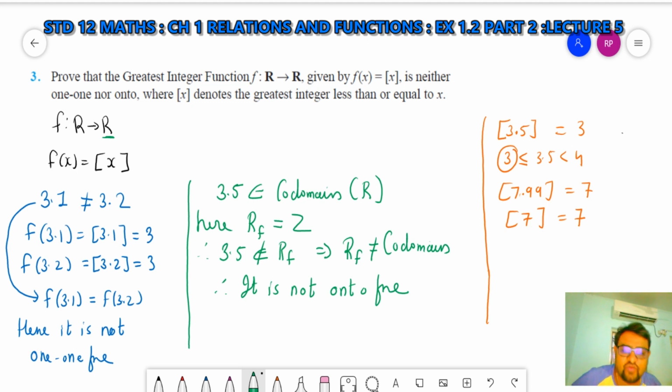Not onto function, you can also call it into. Like not 1-1 function, you can call it many-one. So this is question number 3. See, it is neither a 1-1 function nor an onto function. Clear? So just note down question number 3.